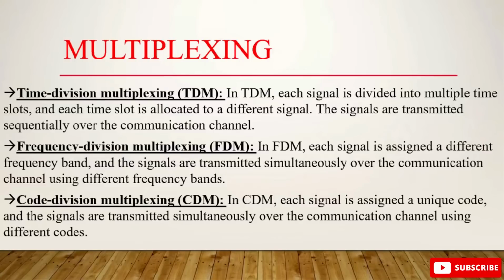Second is frequency division multiplexing, or FDM in short. In frequency division multiplexing, each signal is assigned a different frequency band, and the signals are transmitted simultaneously over the communication channel using different frequency bands. The next and last multiplexing type is code division multiplexing, or CDM in short. In CDM, each signal is assigned a unique code, and the signals are transmitted simultaneously over the communication channel using different codes.